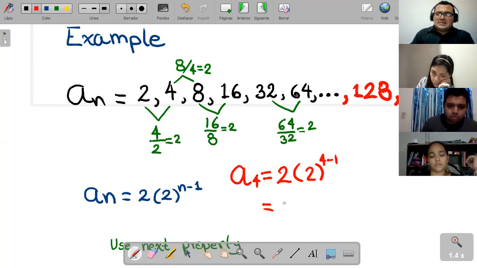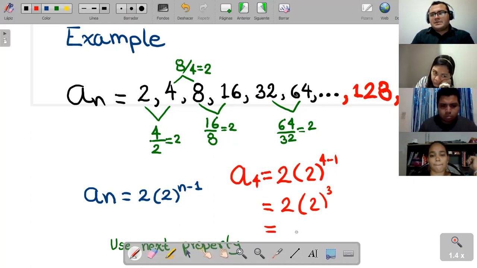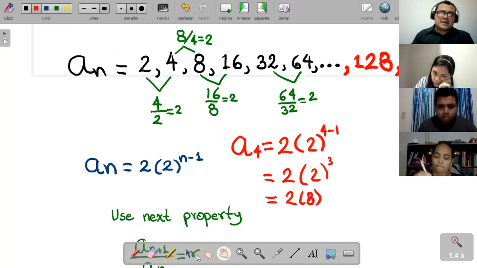Is it going to be 16? Let's see it. 2 times 2 to the power of 3. I'm checking here if you remember the exponent rules. 2 to the power of 3 is, multiplied, 8. Excellent, it's 8. And then 2 times 8 is 16.